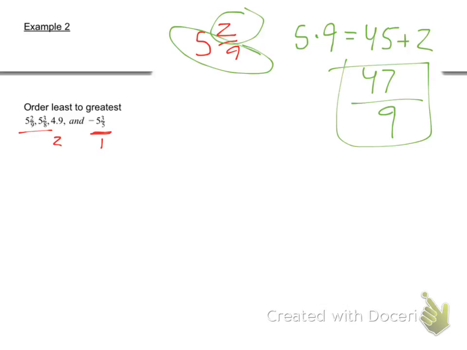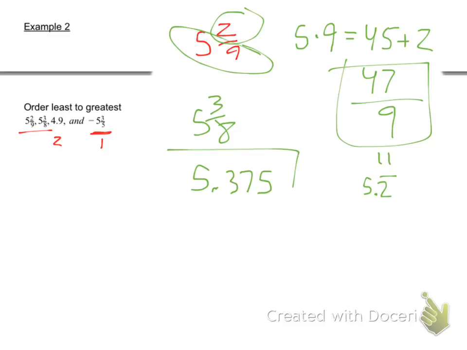That necessarily doesn't help us because I can do the exact same thing with 5 and 3/8. They're not common denominators. So maybe let's do the decimal thing. What is 47 divided by 9? 5.2 repeat. What about the other one, which was 5 and 3/8? We know it's going to be 5 something because it's 5. What's 3 divided by 8? 0.375. So we know that this would be 5.375, and this is 5.2 repeat.